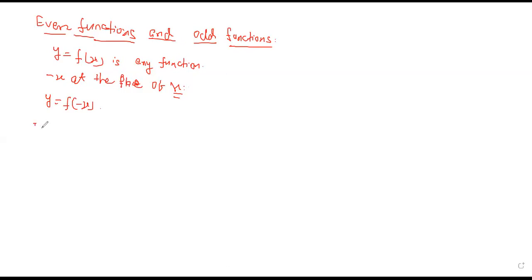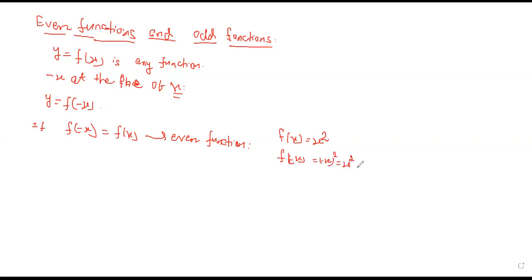If f of minus x becomes f(x), the same as the function, then it is known as an even function. For example, if you take f(x) equal to x squared, then f of minus x is equal to minus x whole square, equal to x square. This will be equal to f(x). So f(x) equal to x square is an even function.